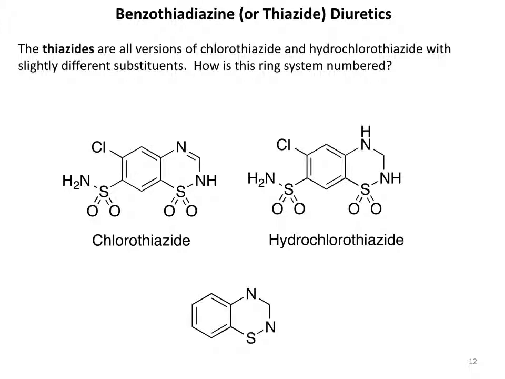So we use sulfur to number the ring first. Why? Anyone? Highest priority. Why does it have highest priority? What's that?